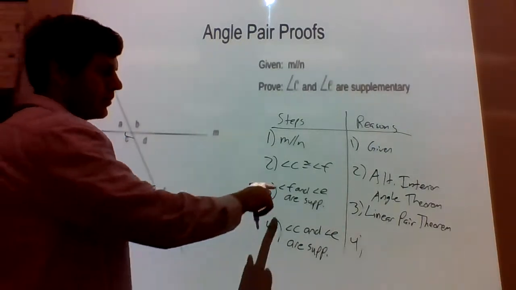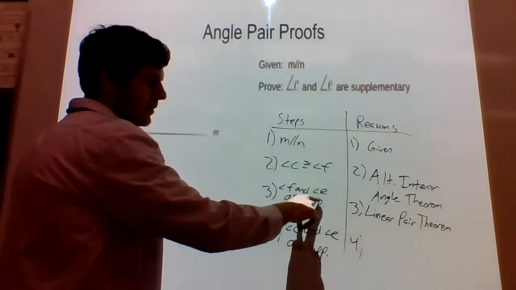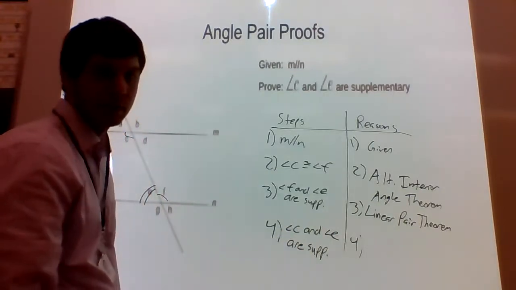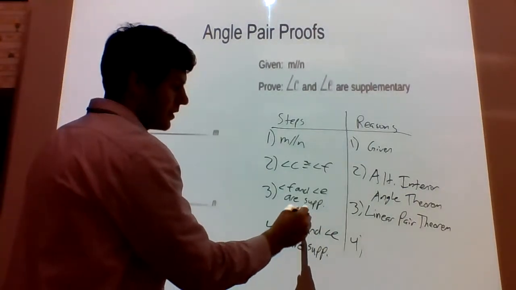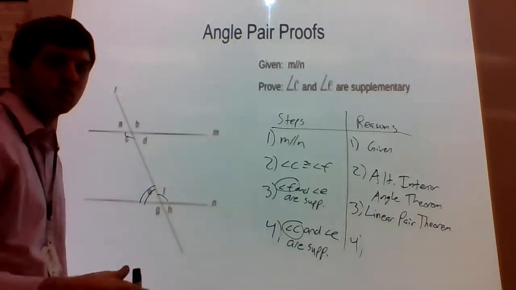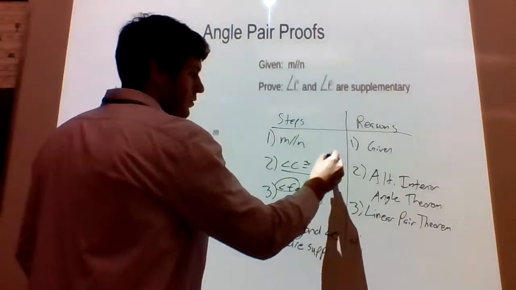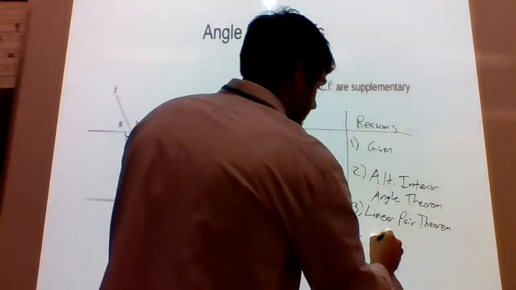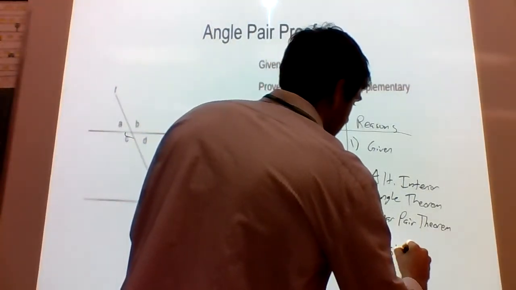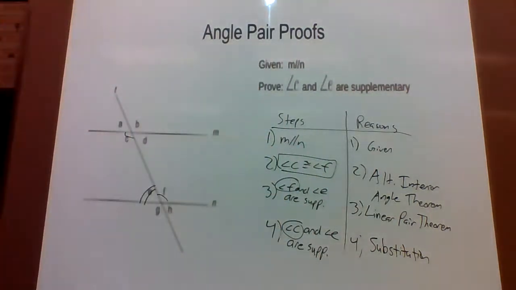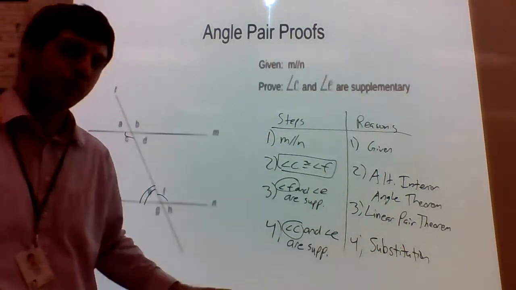We now have a statement that says F and E are supplementary. In the last statement, which says C and E are supplementary, the only difference is that instead of an F, we're putting a C. So what property can we use to replace that F with a C? Well, we can use step two, where angle C is congruent to angle F. So we can use substitution. We're substituting in angle C for angle F because angle C is congruent to angle F.